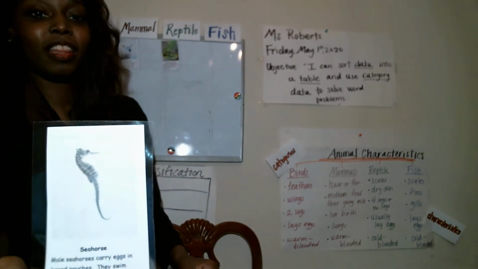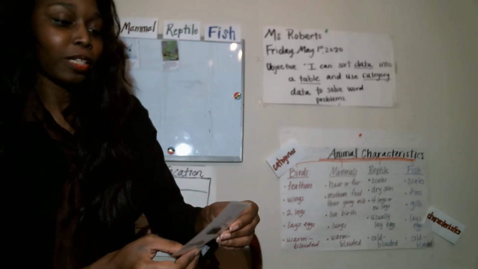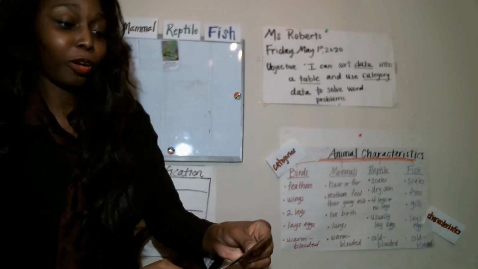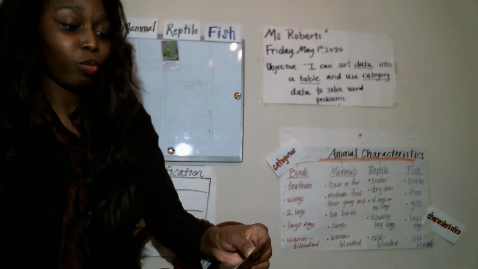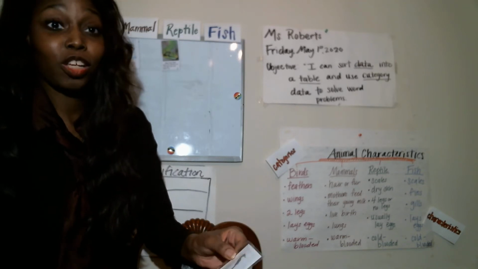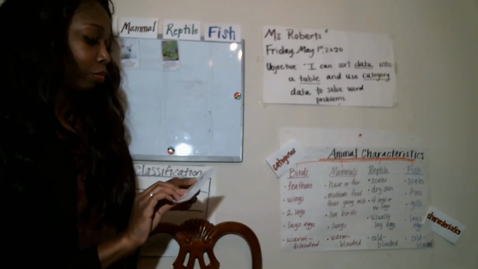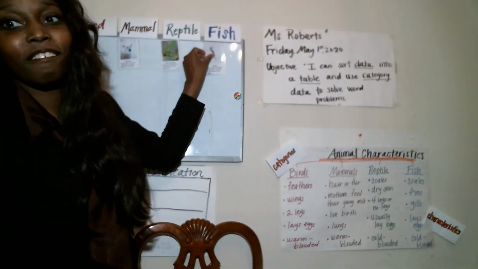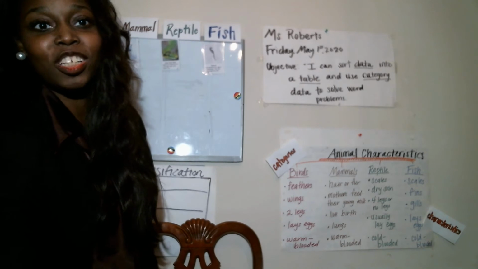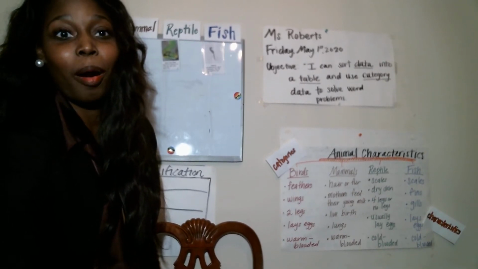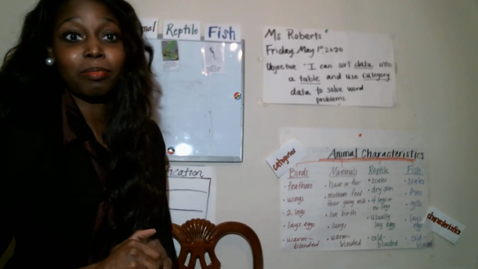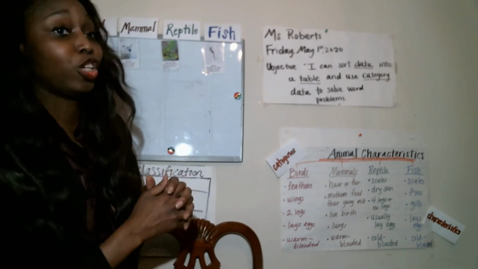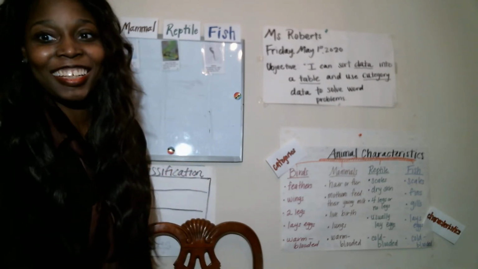Now we have the seahorse. Male seahorses carry eggs in their pouches. They swim using their small fins on their backs. All right, which one has fins? That's right, fish. The seahorse is a fish. Now I'm going to take some time and allow you all to come up here and sort your cards. Okay?